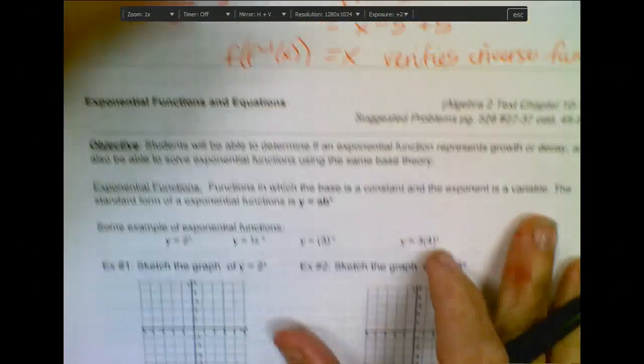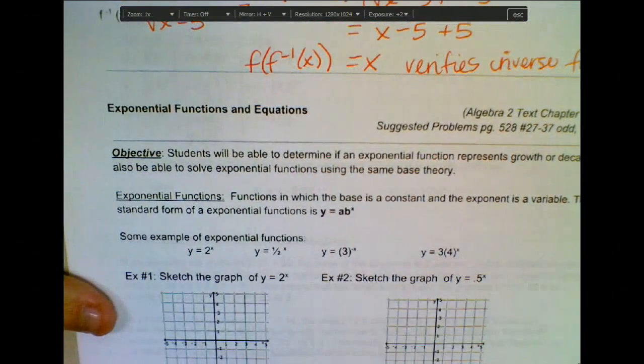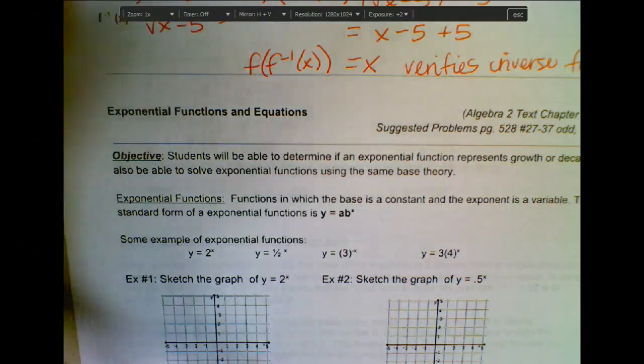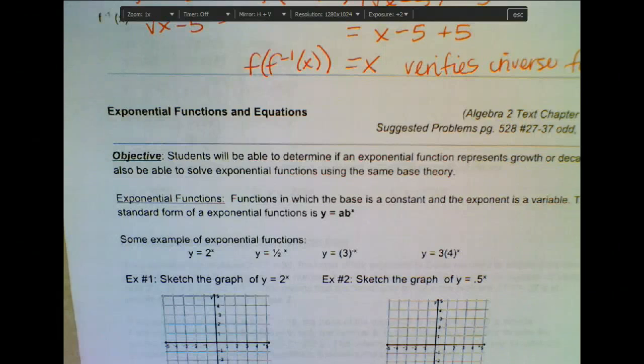Okay, the next section we'll be working on, still working on module 1.3, is exponential functions and equations. So in this section, you'll be able to determine if an exponential function represents growth or decay, if it's getting larger or getting smaller, and also be able to solve exponential functions using the same base theory.